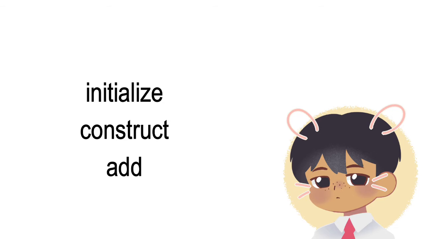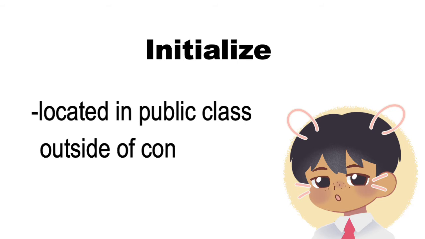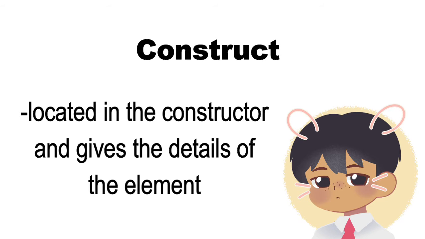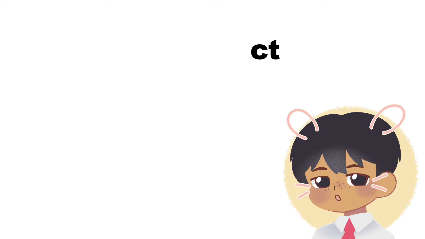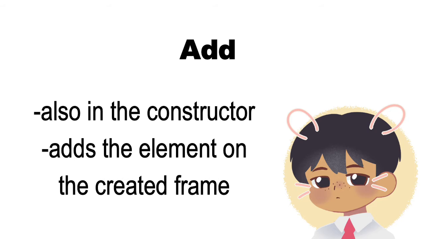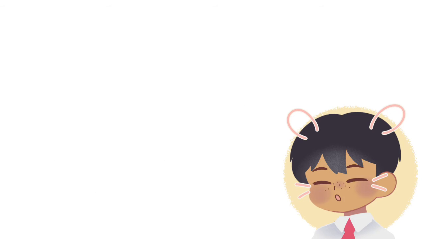Now, let's go through the different elements that you can add to your newly created window. The main flow on adding elements is initialize, construct, and add. Initialization is done in your public class outside of the constructor. The construct part is in the constructor, and this gives the details of your element. Lastly, addition of elements is also done in the constructor, and this adds the element to be shown in the frame. For JLabel, here's what you will put in your code.